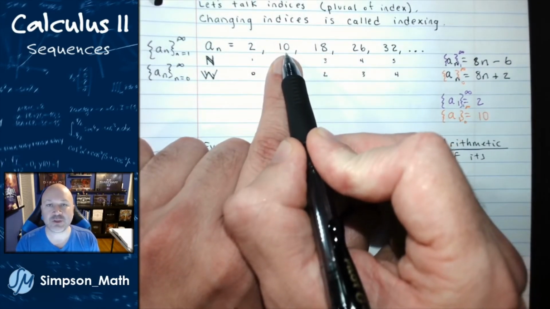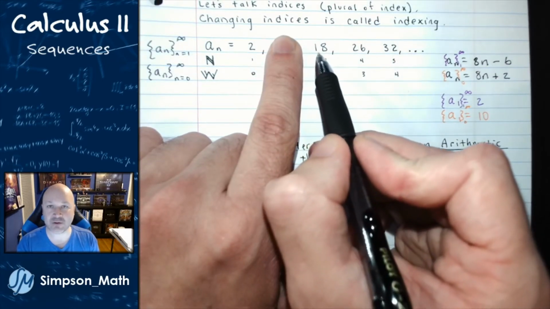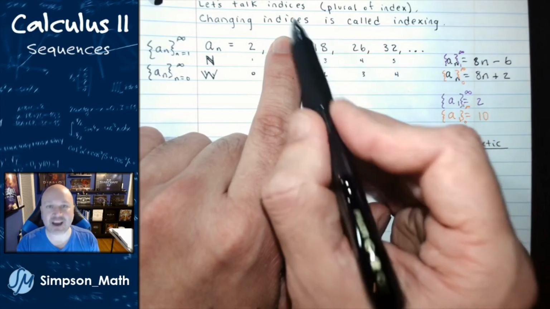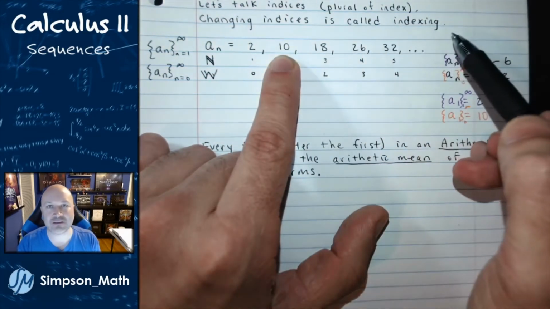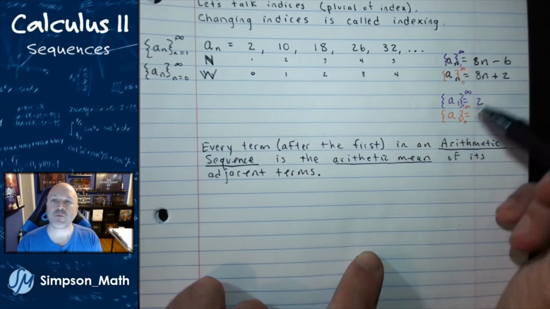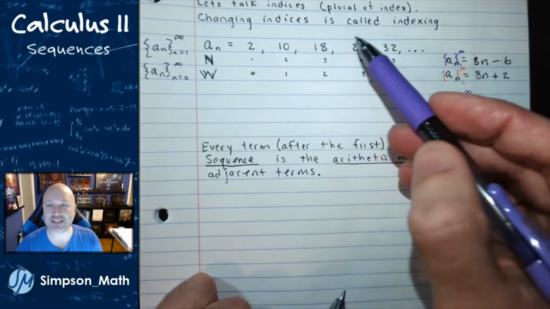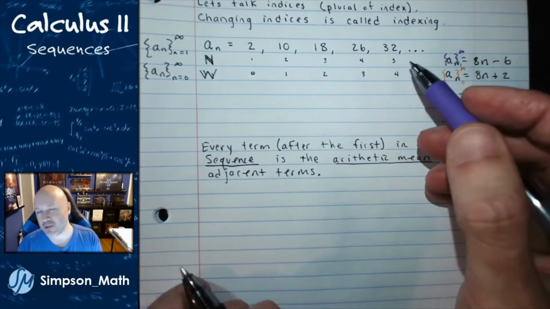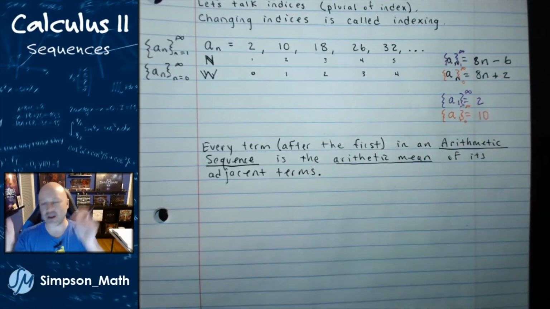10, the two adjacent terms are 2 and 18. If I add those, I get 20. If I divide by 2, I get 10. That's called an arithmetic sequence, and they always have this arithmetic mean. So when you're adding 6 every time, another way to talk about it is that you may want to look at the products to see some stuff.